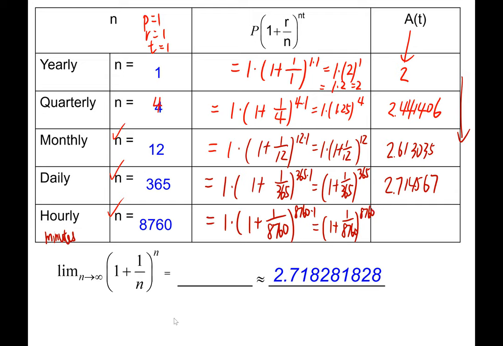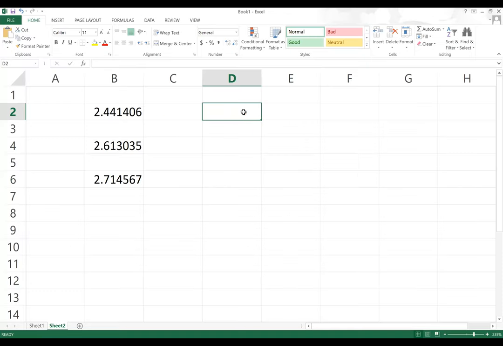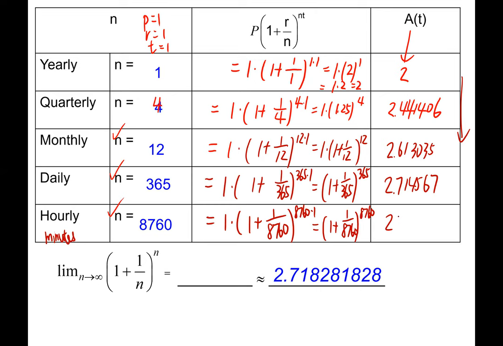And one more time, let's calculate in Excel. So 1 + 1/8760 raised to 8760. Then hit enter, right? So you get a result. So it's 2.718. Now you see that it's getting to a natural number. We call that natural number, 2.718127. And this is getting closer to this.